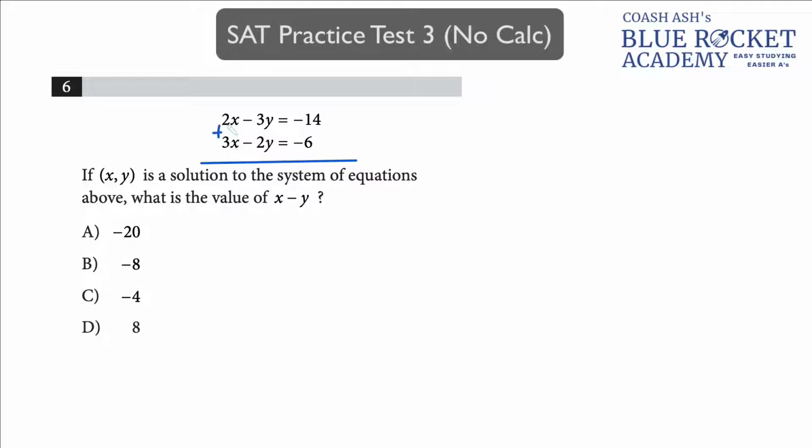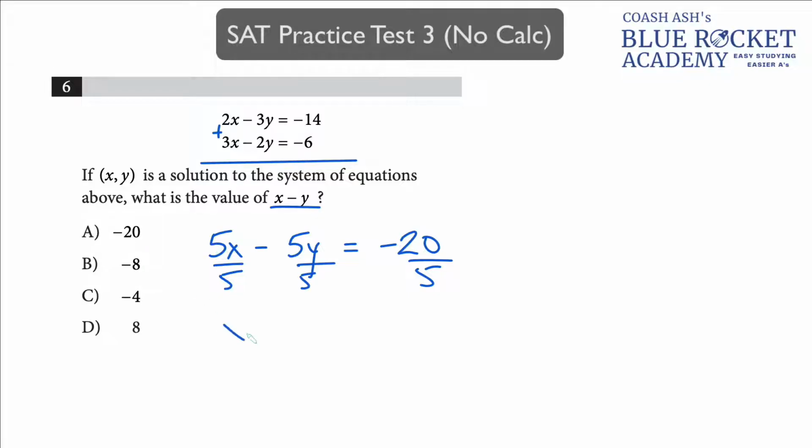Directly you add them. 2 plus 3 gives you 5x. 3 and 2 gives you 5, but with a negative sign. And then this part added gives you 14 plus 6, which is negative 20. Now, how do you connect this to this? You can see there's an extra 5 here. So you divide by 5 on both sides, and divide by 5 on all these sides.